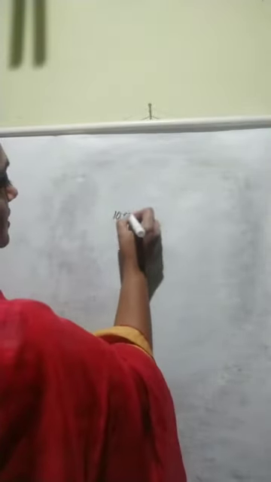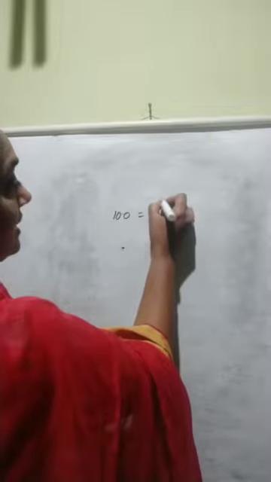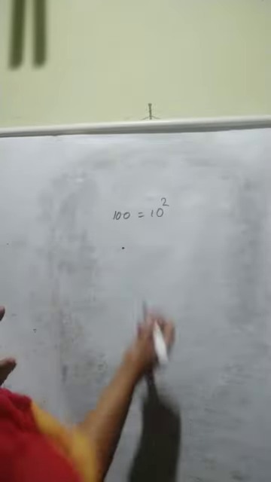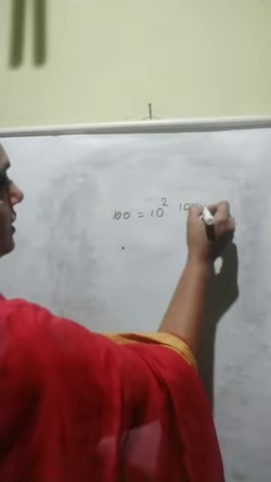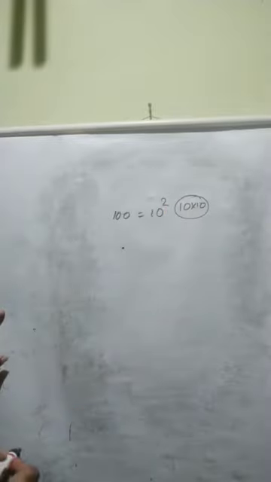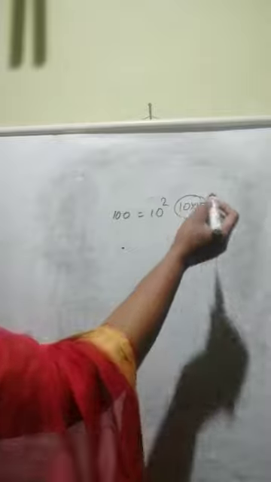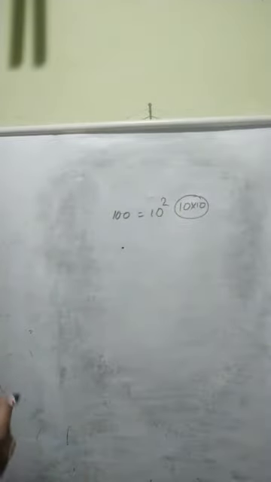Today we are going to start our new chapter, Powers and Exponents. We all know that 100 is equal to 10 squared. That is 10 times 10. Then we are multiplying 10 times 10 itself. That is 100, or 10 squared.